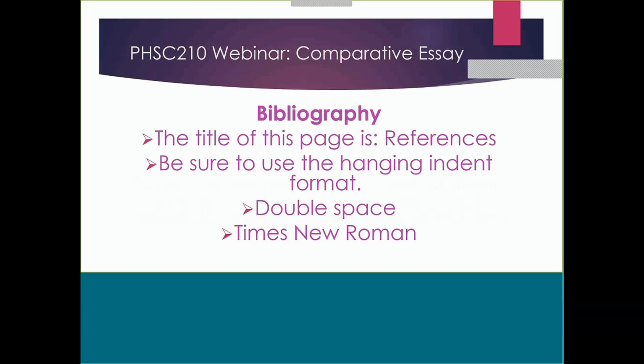Keep it double-spaced. Sometimes students will single-space their reference page. And sometimes new fonts show up in reference pages. Keep your font the same, Times New Roman 12 point.